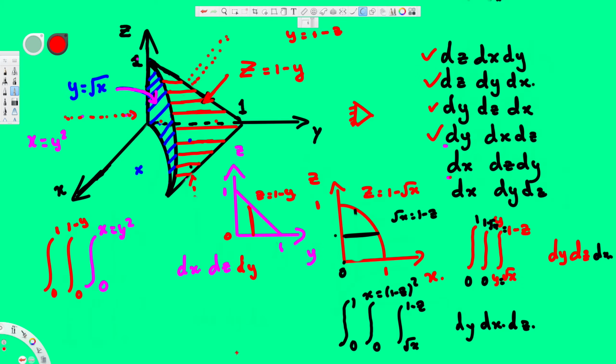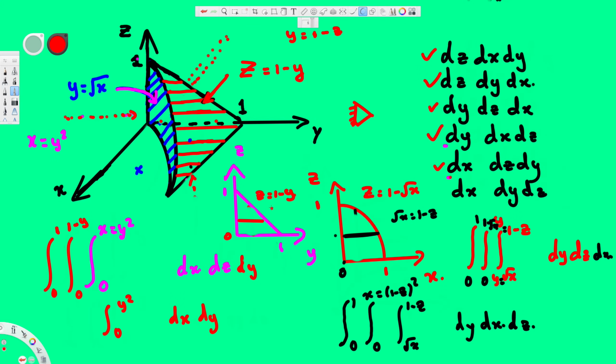Okay, now let's see dx, dy, dz, exactly the same graph. So for dx, that's going to be 0 to y square. And then we are going to have dy. Now to find dy, we draw a horizontal line, and that's starting from 0 and ending at this line.